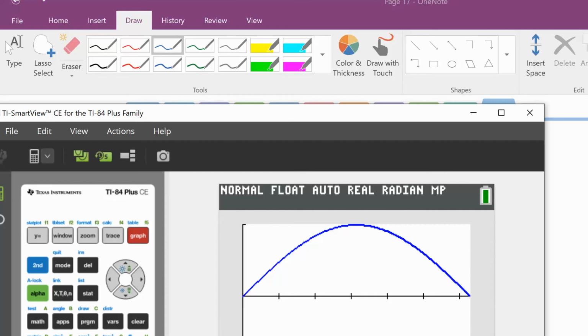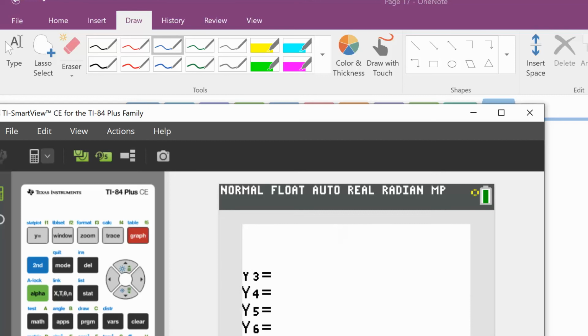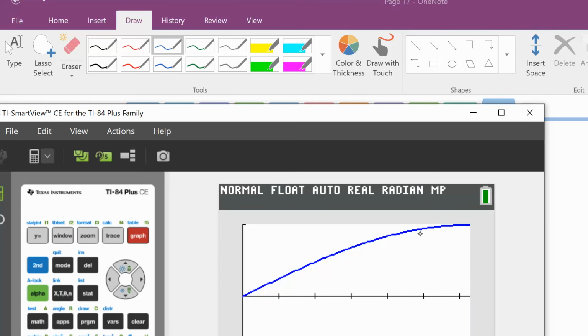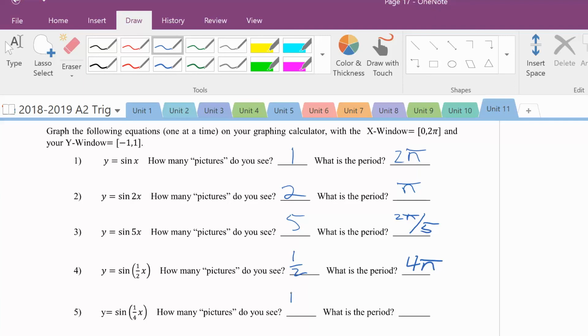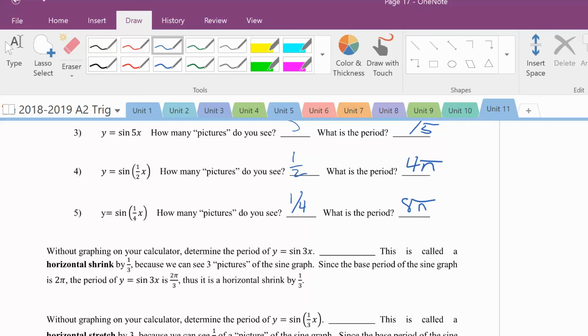And notice if we put a 1/4 in and you graph it, it doesn't even come close. You see a 1/4 of the picture, and that means the period is going to be 8 pi because it's going to be 4 times as long. So whenever the period shrinks, we call that a horizontal shrink.